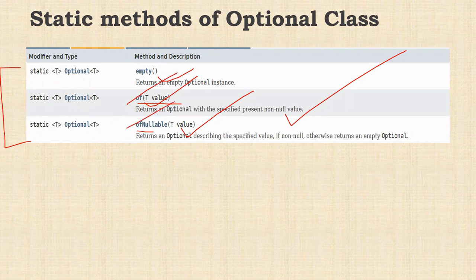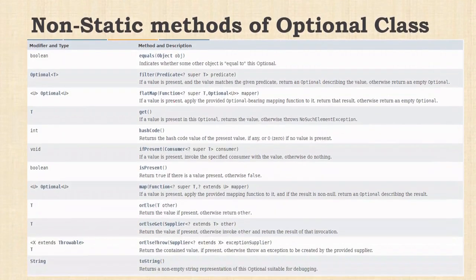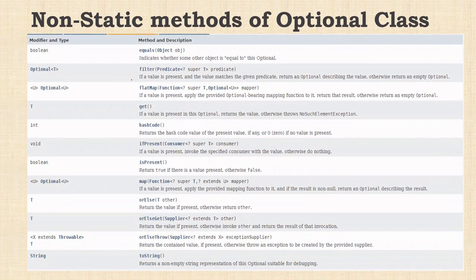Now we are going to see the non-static methods present in the Optional class. Some of these are the equals method, which is a very common method, the hashCode method, and the toString method. I think everybody is familiar with all these methods.